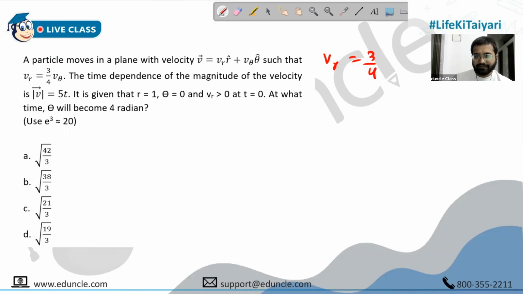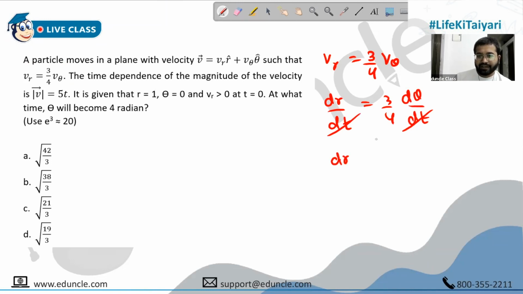So Vr is 3 by 4 v theta. Vr is dr by dt. This is 3 by 4 v theta, which is r times d theta by dt. Dt gets cancelled. We have got dr. V theta is r into theta dot, you can always argue.